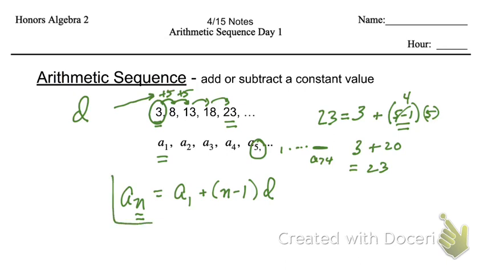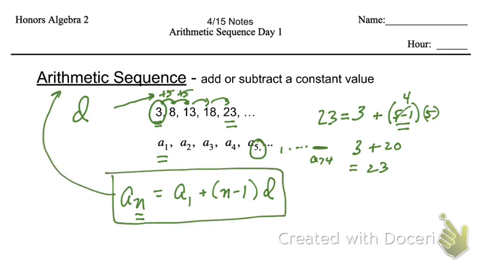And this is the formula for an arithmetic sequence, okay, that we're going to work through today. So again, A sub 1 is your first number in line. D is what you're adding or subtracting. And N is how many times do you add or subtract. Okay. So let's take a look here at some problems.